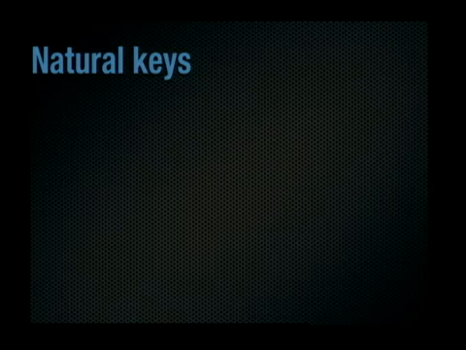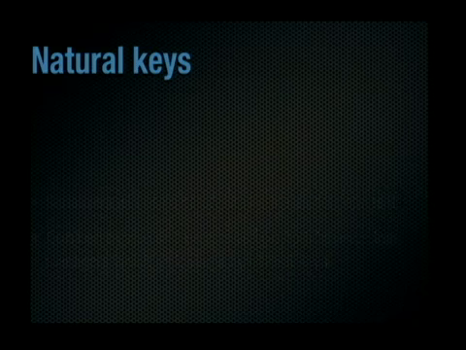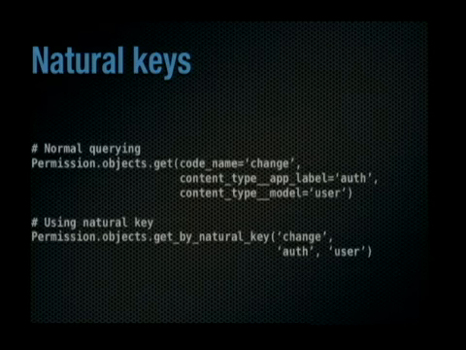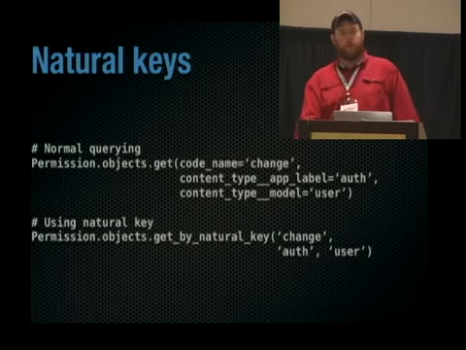Have custom managers that can do lookups by natural key. How did I end up back a slide? Here's an example: the permission model in Django. You could write Permission.objects.get and specify the full set of arguments. It also specifies a method called get_by_natural_key, which just takes these three values which uniquely define it.